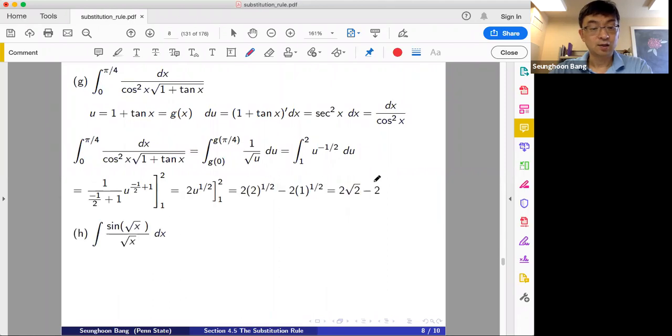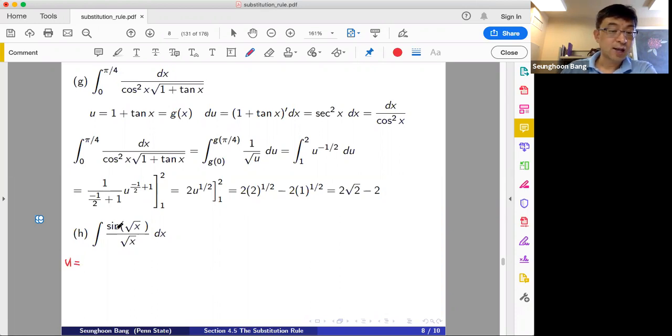The next one: integral of sine of square root of x over square root of x dx. So again, we don't have an anti-differentiation directly. You can use u substitution. What is u? Could you write your answer on the chatting board? What do you think u is?